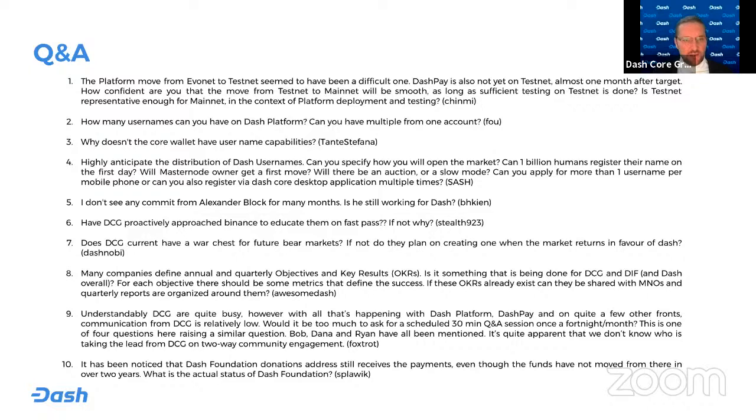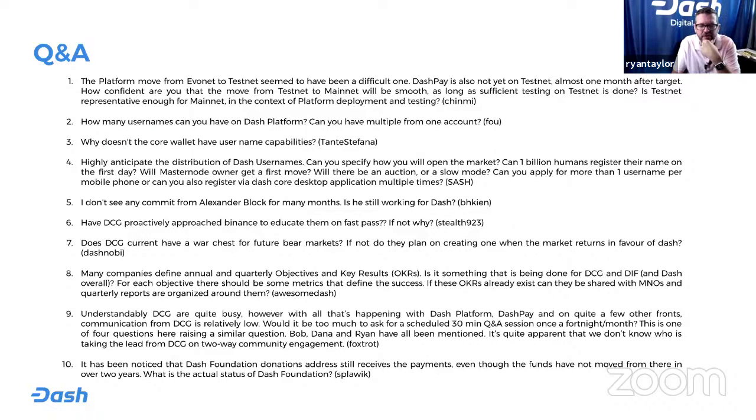Many companies define annual and quarterly objectives and key results, or OKRs, if you will. Is it something that is being done for DCG? For each objective, there should be some metrics that define the success. If these OKRs already exist, can they be shared with masternode owners, and quarterly reports organized around them? From Awesome Dash.